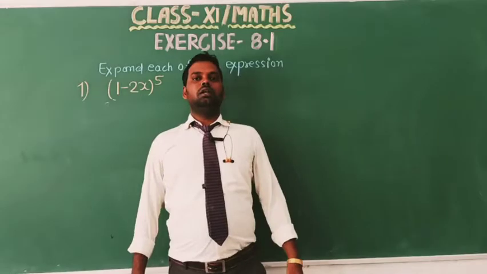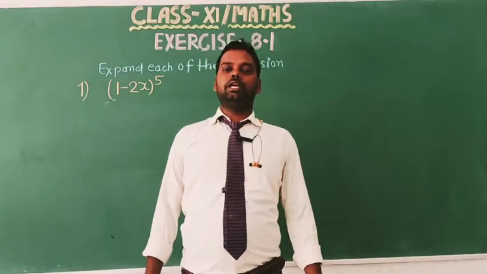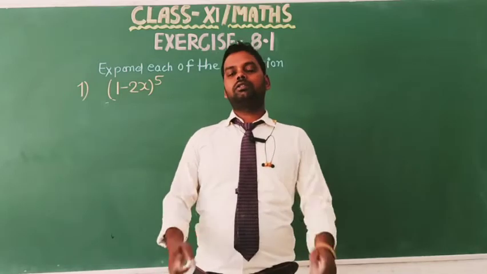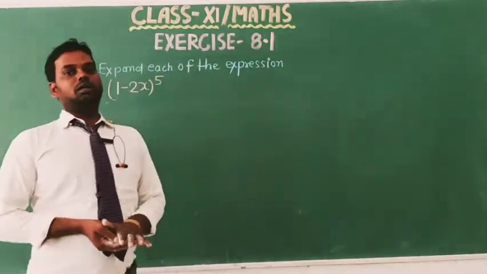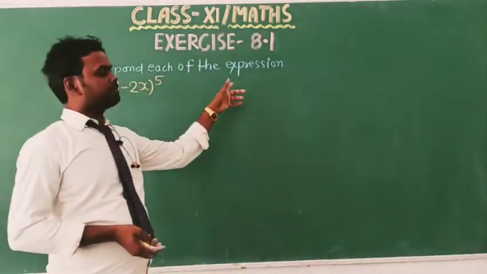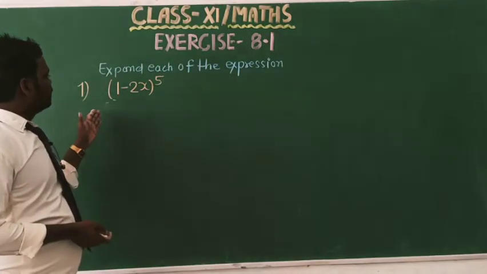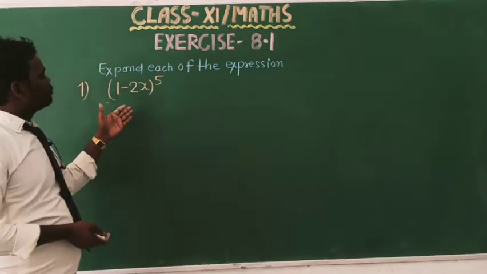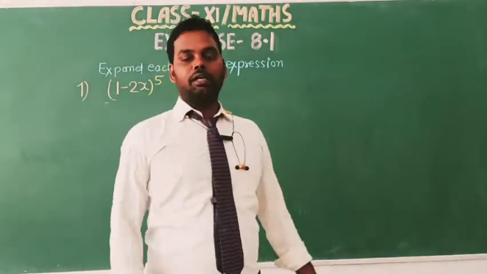Hello student, in this video I will solve exercise 8.1 of the NCERT textbook. So let's begin from question number 1. This is given: expand each of the following expressions. The first is (1 minus 2x) to the power 5. Okay.